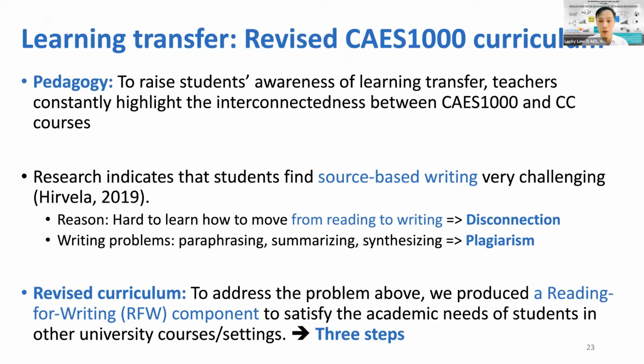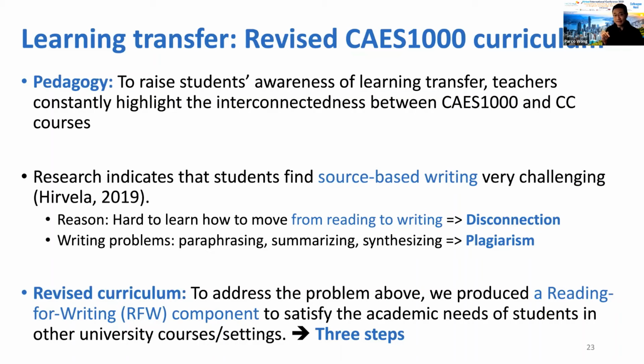Okay, so now I'll pass on to Dr. Parker Wong to talk to you about the pedagogy and implications. Thank you very much, Lockie. Well, now, to raise student awareness of learning transfer, teachers are constantly reminded to emphasize the relationship between CAES 1000 and Common Core courses. And previous research shows that most students tend to have serious problems in source-based writing. So our students are not able to transfer what they read to their own writing, and this leads to a lot of writing problems. So to solve this, we produced a reading for writing (RFW) component to satisfy the academic needs of students in other university courses.